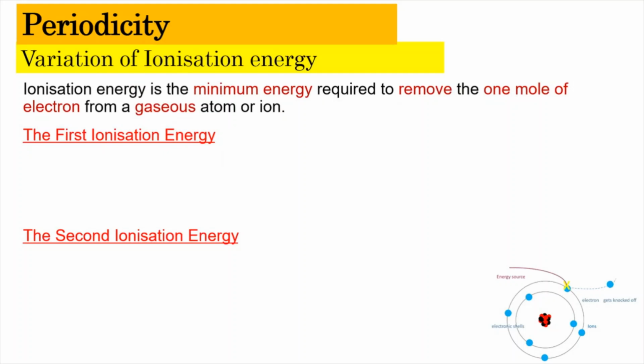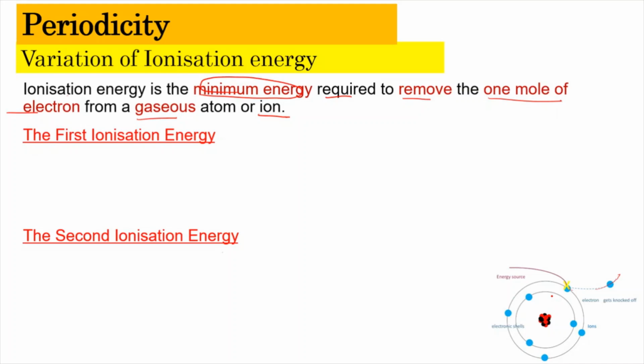So, ionization energy. Ionization energy is basically the minimum energy that is required to remove 1 mole of electron from a gaseous atom or ion. So there are going to be two definitions that we need to focus on, which are the first ionization energy and the second ionization energy. And the ionization energy here means the energy that is required to remove 1 mole of electron from the atom.